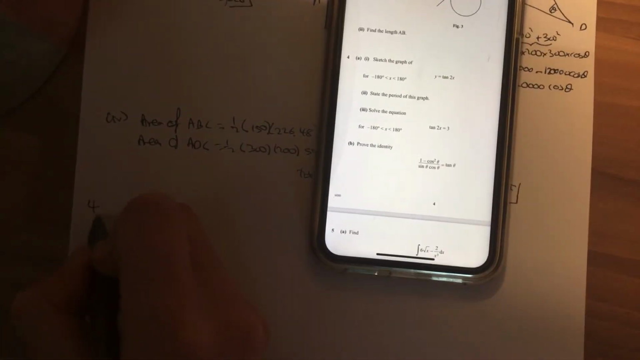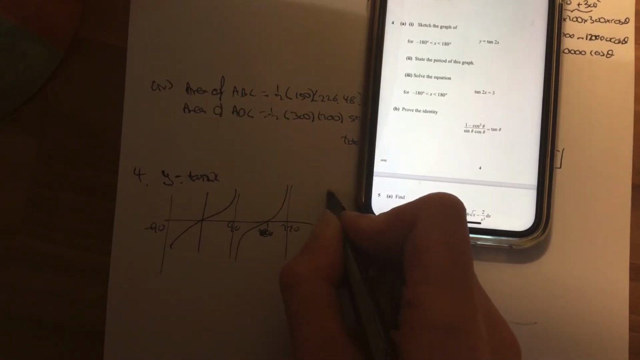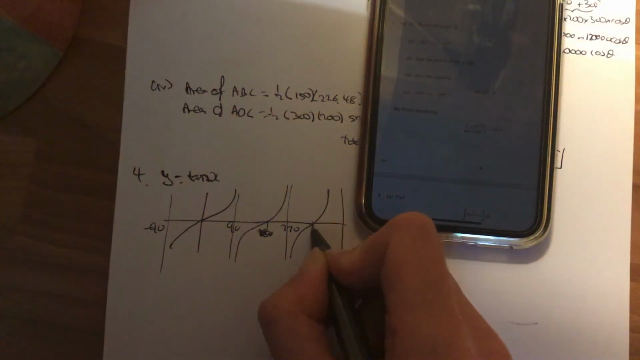We also have to do question 4 from this paper. So question 4 is sketch the graph of y equals tan 2x, and x is between minus 180 and 180. So if I start off with my normal tan graph, draw it out a few times. So it's going up in 90s, so it's 90, 180, the next one is 270, and another few, so that's 360, 450, and before, that's minus 90 there, the asymptote, minus 180.